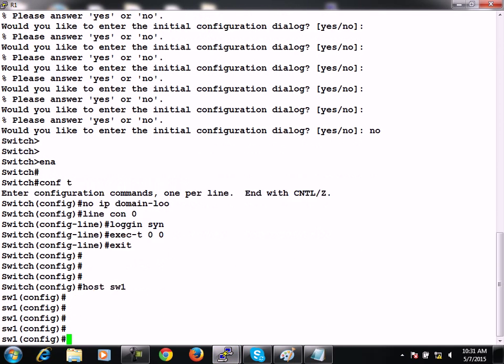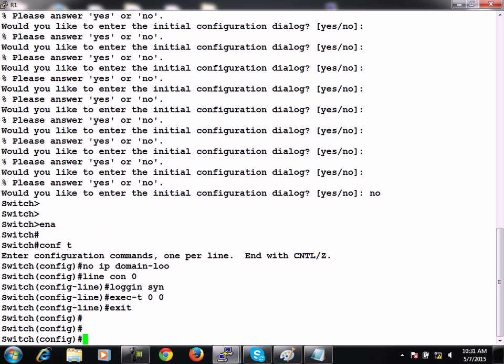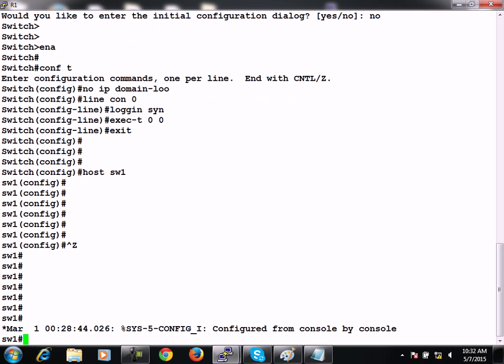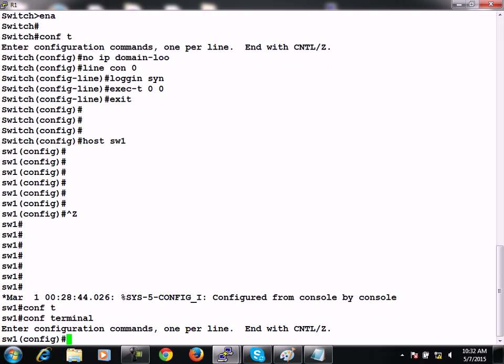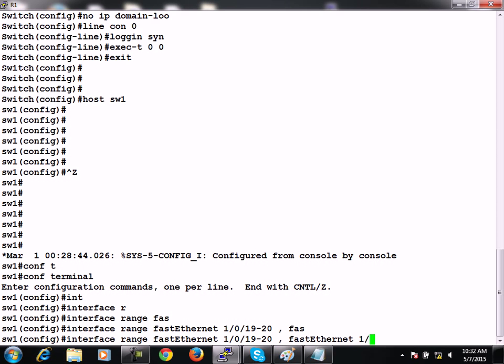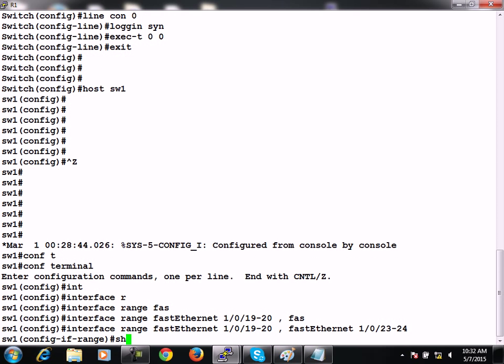this is switch 1, this is switch 2. Let me show you. On switch 1, interface range FastEthernet 1/0/19 to 20, and then FastEthernet 1/0/23 to 24, shutdown.